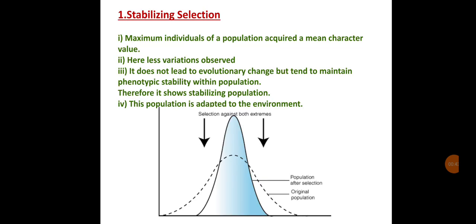Here, this graph shows the stabilizing selection. The maximum number of individuals in the population acquire the mean character value, and less variation is observed. This does not lead to change but tends to maintain phenotypic stability within a population. Therefore, it shows the stabilizing population. This population is adapted to the environment.